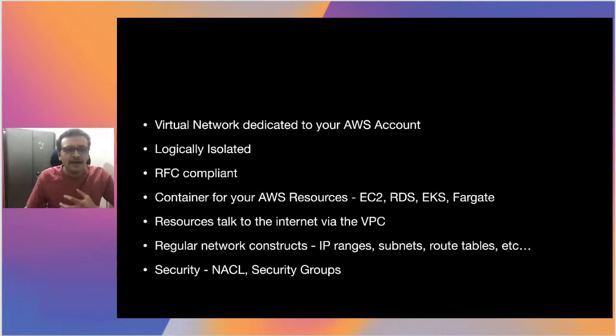So it's a virtual network dedicated to your AWS account. It is logically isolated. It is RFC compliant. It is the overarching container for your AWS resources. It could be your EC2 instances, it could be your RDS databases, it could be your Kubernetes clusters, it could be Elastic Container Services, Fargate, whatever it is. A VPC is your overarching bucket for this.